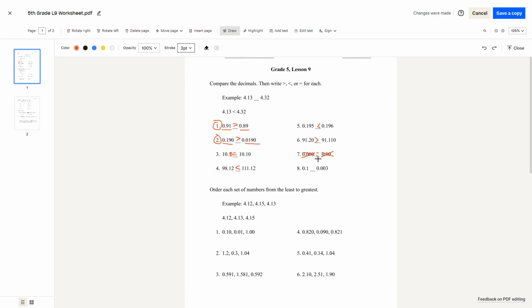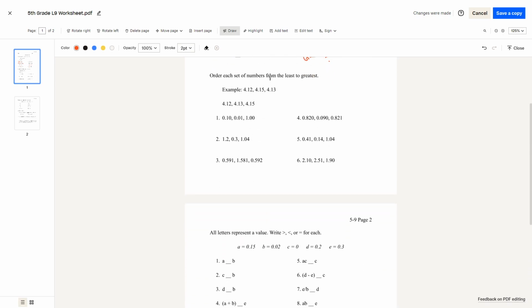Number 8, 0.1 is greater than, less than, or equal to 0.003. 0.1 is greater because it has the largest value after the decimal point. If we read this out in word form like we did for the past couple weeks, 0.1 is 1/10. 0.003 is 3 thousandths. We know that tenths are greater than thousandths because it's closer to that decimal point. And so that makes 0.1 greater than 0.003, even though 1 is less than 3.